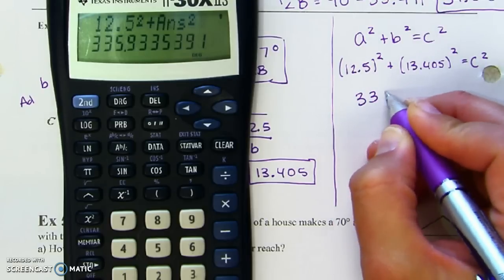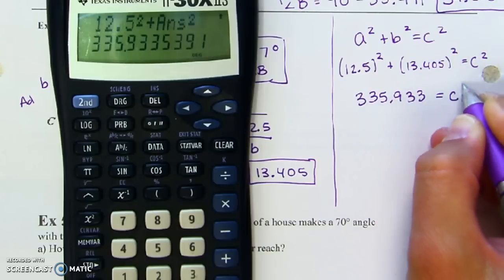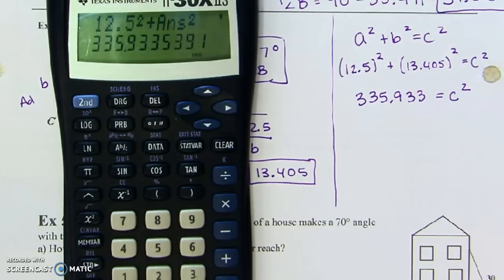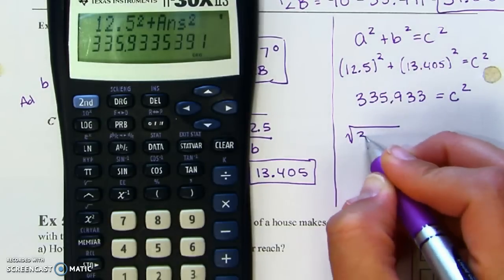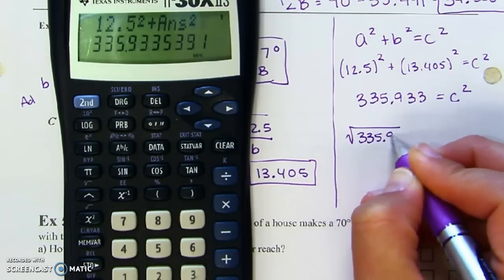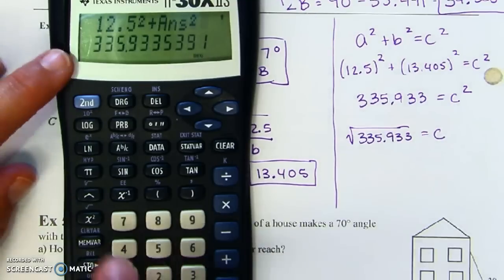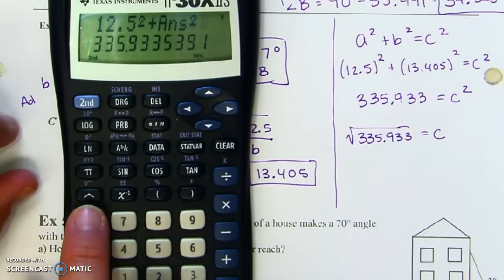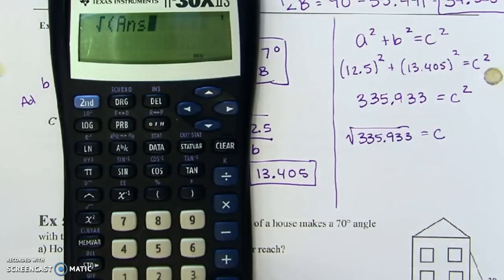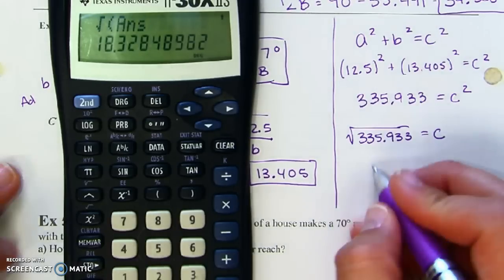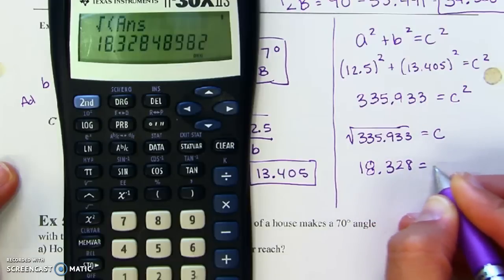And we get this, which I'm going to write down, but I'm actually going to leave it in the calculator because now I need to do a square root. A square root of both sides. So the square root of this should equal C. Okay, watch. So second x squared. So now we have the square root, and I want the square root of the previous answer. And we get 18.328.